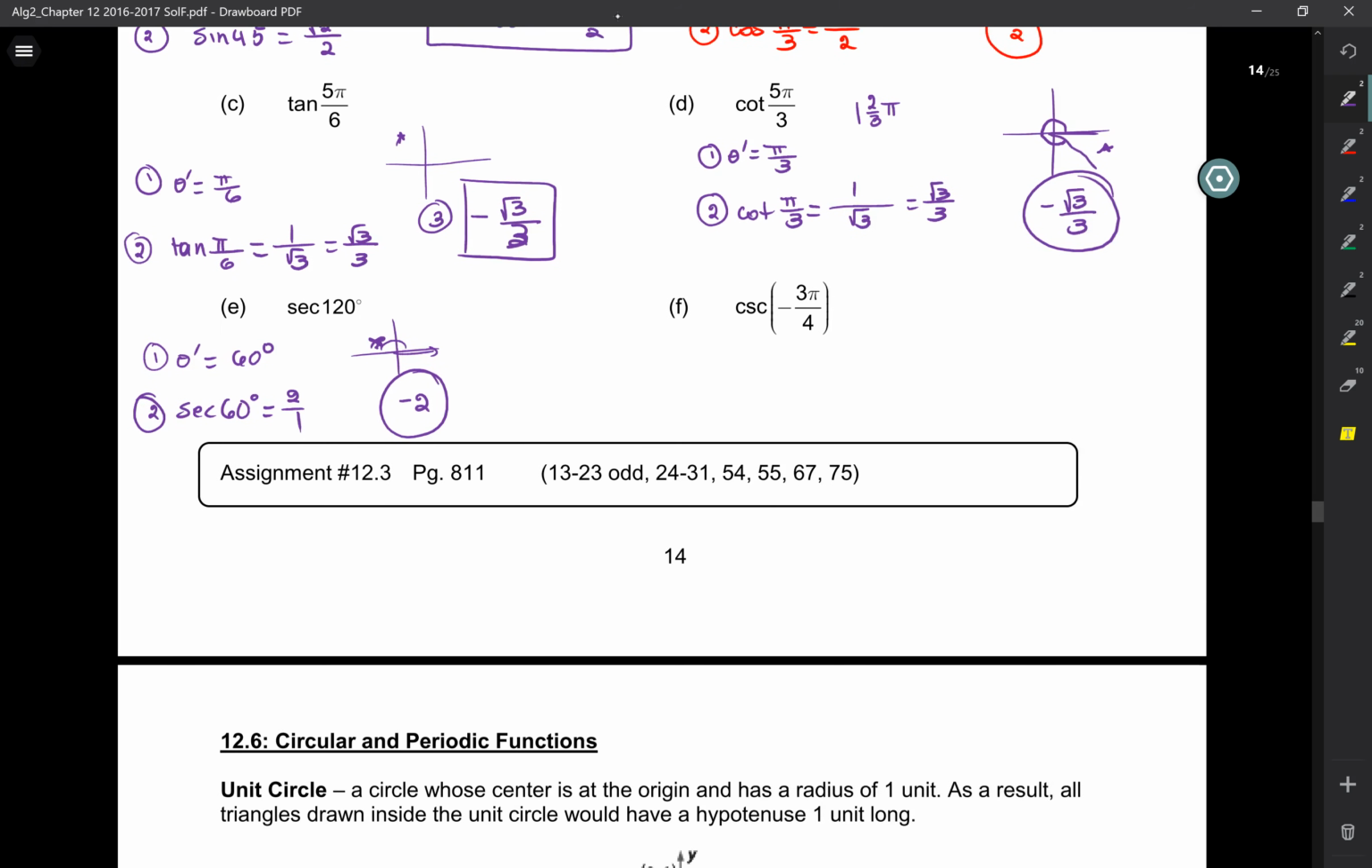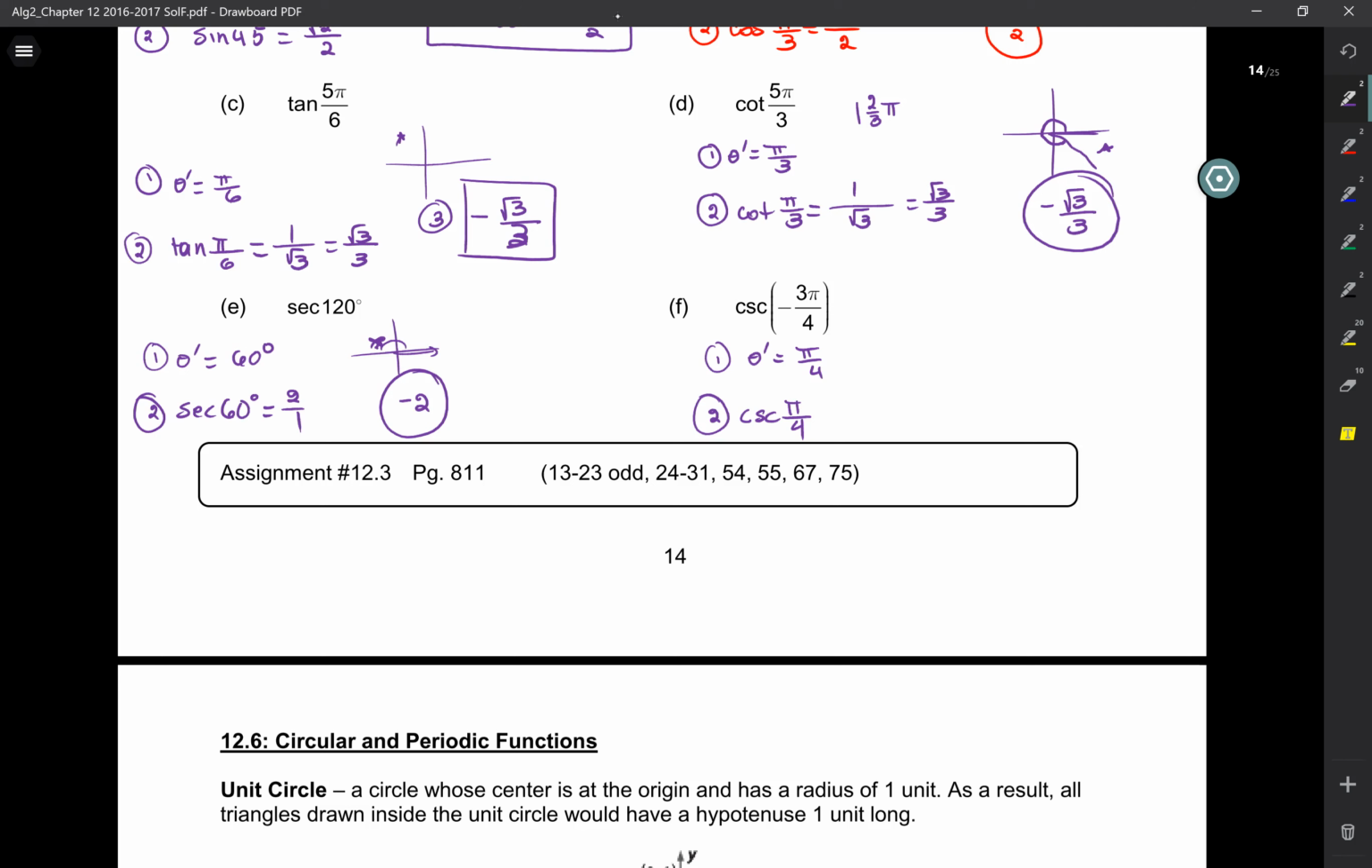All right, next one. Cosecant of negative 3 pi over 4. What's the reference angle? Okay, now, raise your hands to answer this question. What I want to do now is find the cosecant of pi over 4. All right, cosecant, is this like sine or cosine? Thank you for raising your hand.